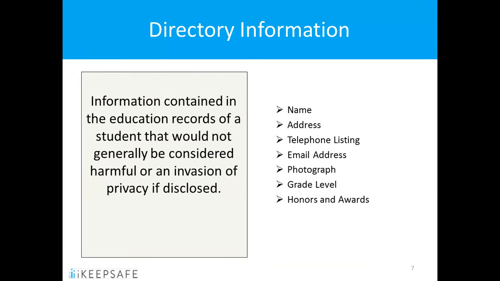Within PII, there's information that can be defined as directory information. This is information contained in the education records of a student that would not generally be considered harmful or an invasion of privacy if disclosed. Directory information generally includes things like name, address, telephone listing, email address, photograph, grade level, honors, and awards. And I could go on. When you think about directory information, think about the information that could be included in a yearbook, a school program, or a write-up in the local newspaper about a sports activity or other school event.